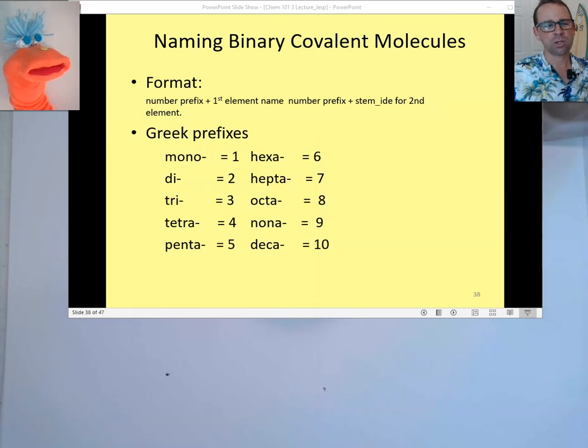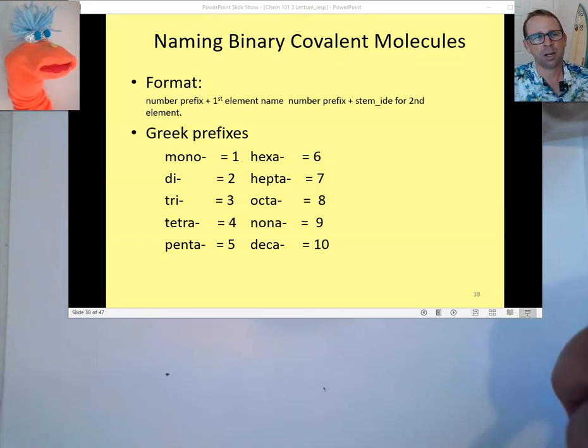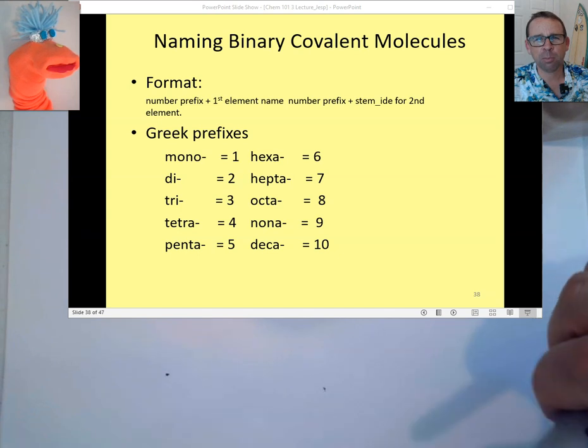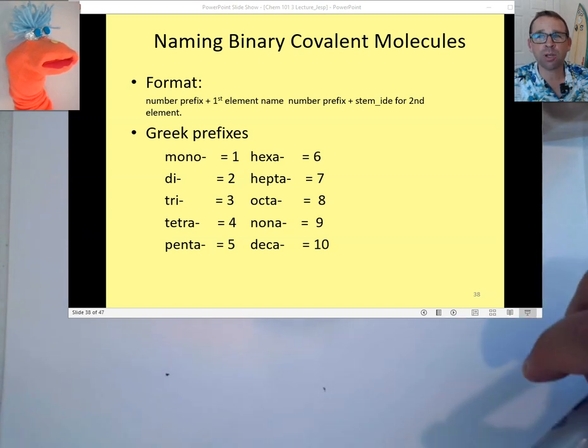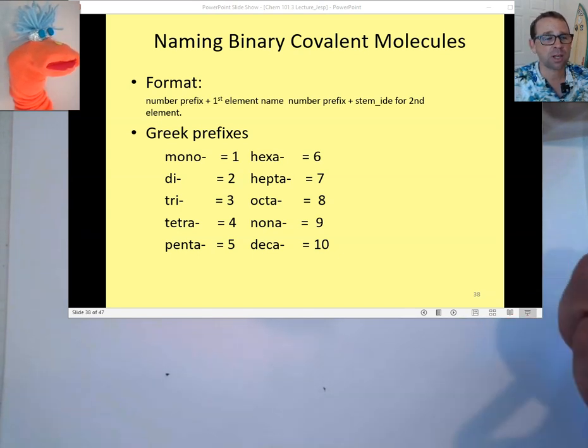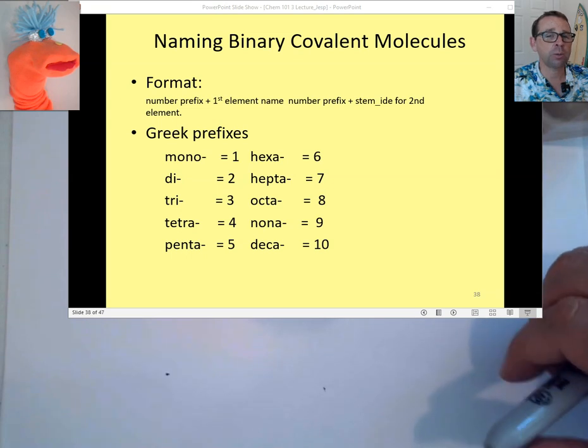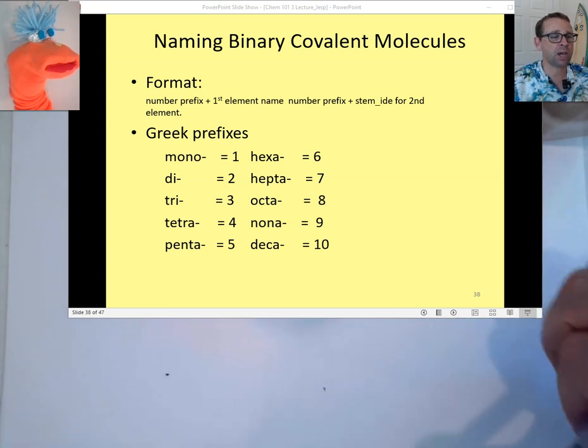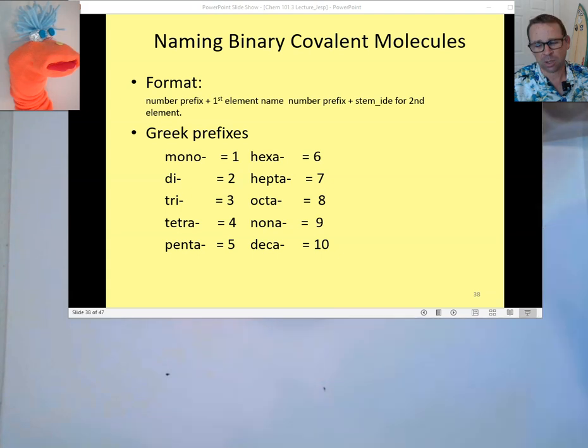All right? So when we name covalent compounds, we use the mono, di, tri, these Greek prefixes. You've probably heard of most of these. There's some that you haven't, but we want to kind of remember them. And I'll give you a couple ways to remember the hard ones. So tetra, I think, is a hard one.